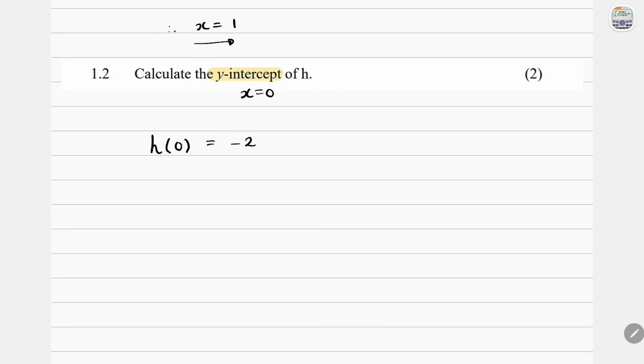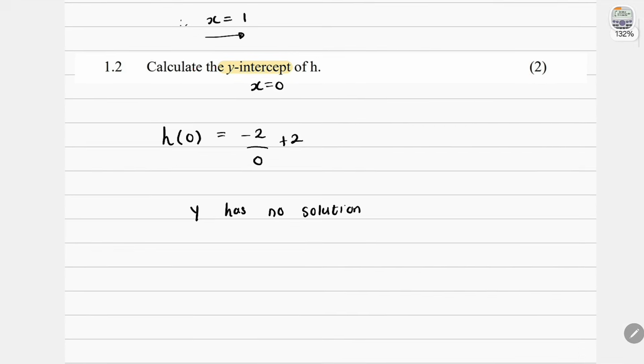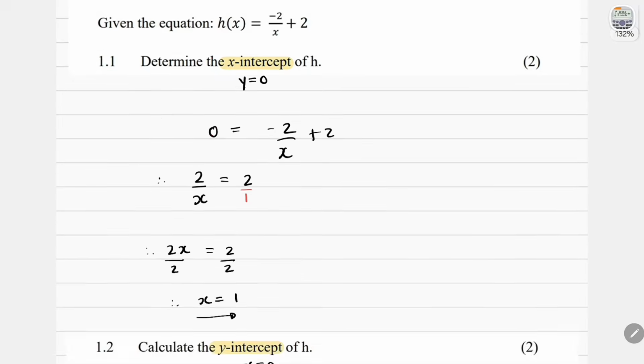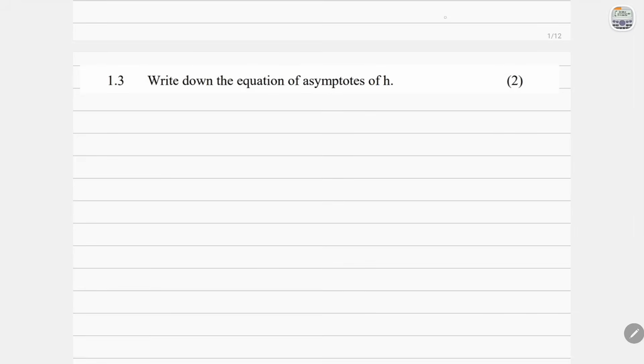If you have negative 2 over 0, okay, anything over 0 is undefined. So this is undefined, there is no y-intercept. So you can just say y has no solution, or there's no y-intercept. Or really h of 0 has no solution, and that is fine. Okay, moving on to the next question.